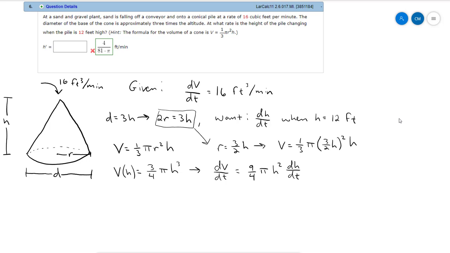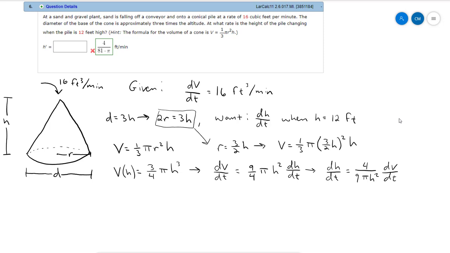So again, in this problem, we're trying to figure out what is dh/dt. That's what we want when h is equal to 12. So we need to solve this for dh/dt now. To do that, we'll multiply both sides by 4/9. That'll get rid of the 9/4. And then we'll divide by pi h squared. So doing all this gives us that dh/dt is equal to 4/9 pi h squared. And then we have the dV/dt as well.